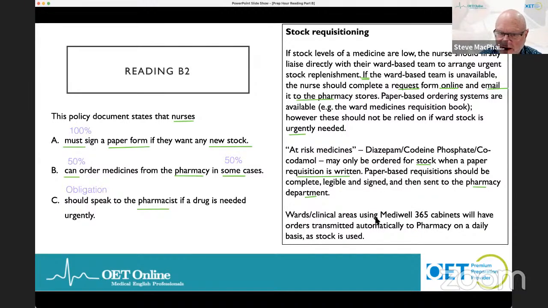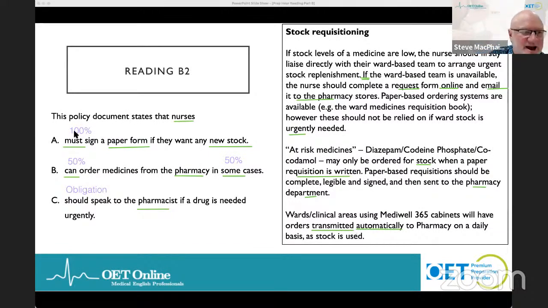Ward clinical areas using MediWell 375 cabinets 36 will have orders transmitted automatically to pharmacy on a daily basis as stock is used. So there is some sort of automated procedure. Maybe some of you know this one. There's an automatic trigger. All right, people are coming in with incorrect answers. Some are saying A is incorrect. Some are saying B is incorrect. Is that right? Some are saying C, but we've got a bit of a mixed bag here. Right, remember you're putting in the incorrect ones, everyone.